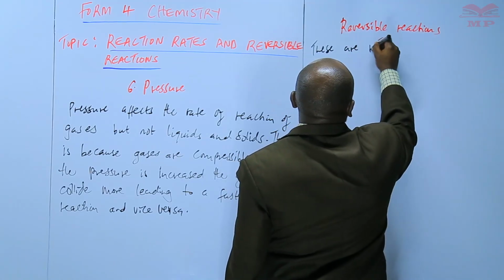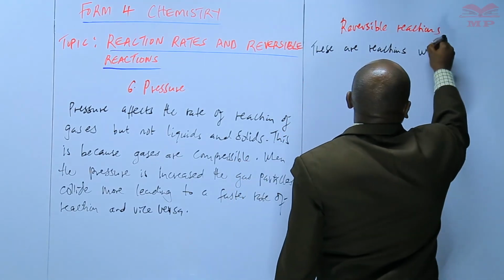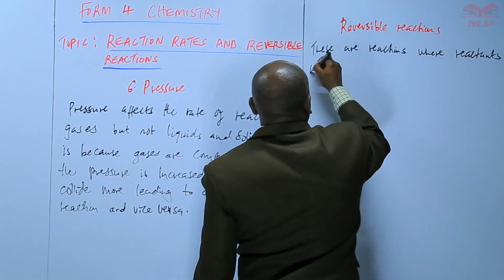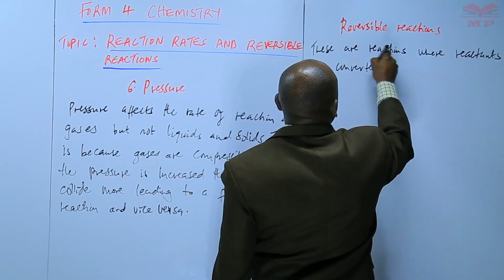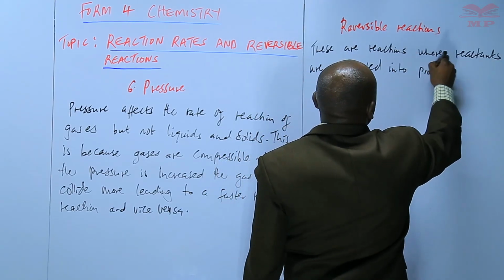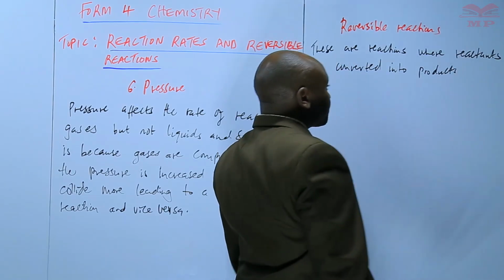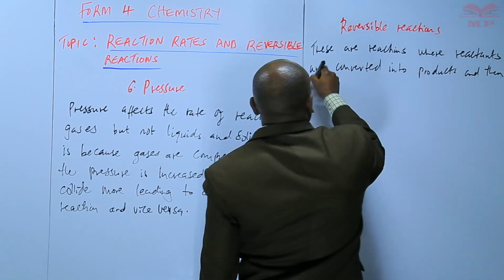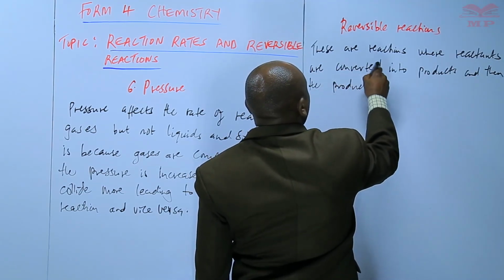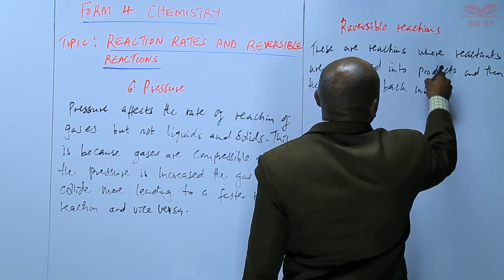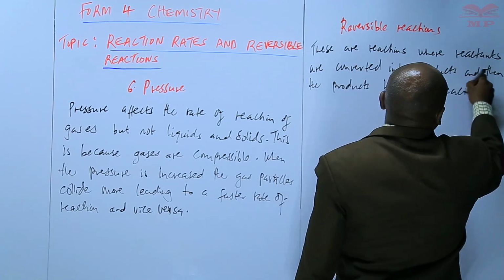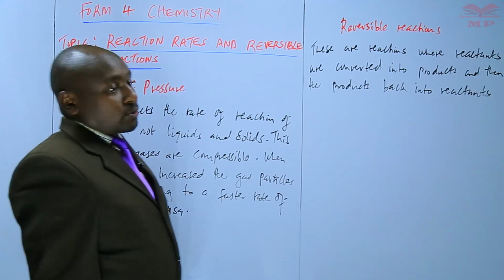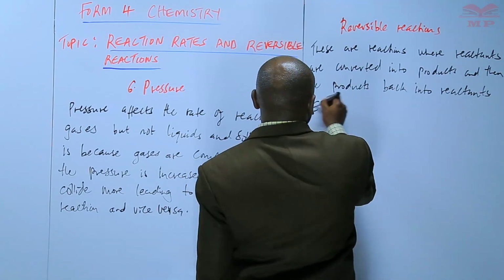So we are saying that these are reactions where reactants are converted into products, and then the products are converted back into reactants. In other words, the reaction is reversible. We'll have some examples.